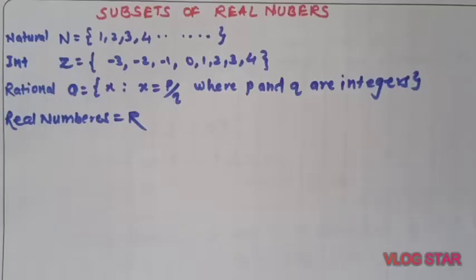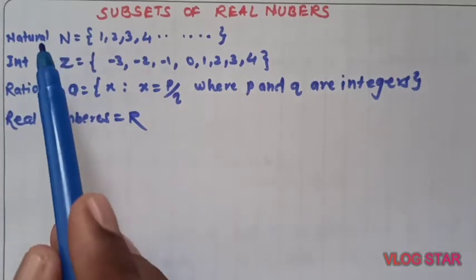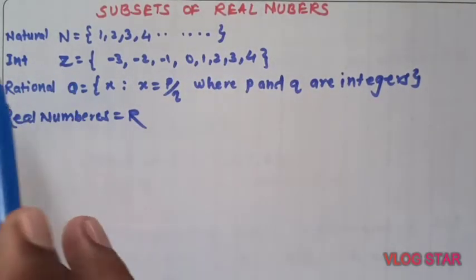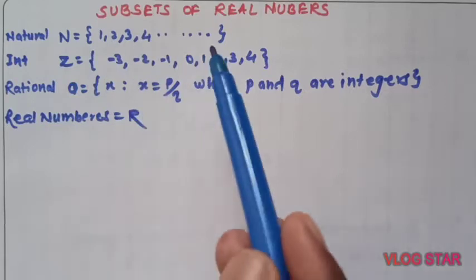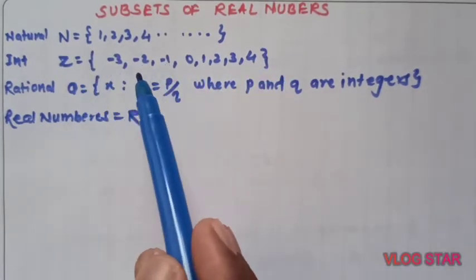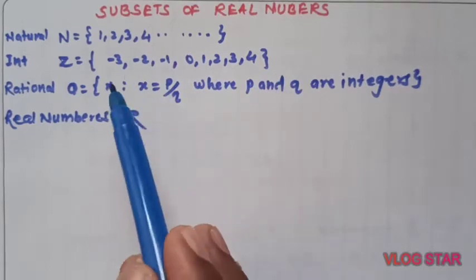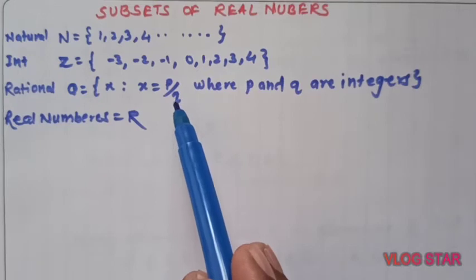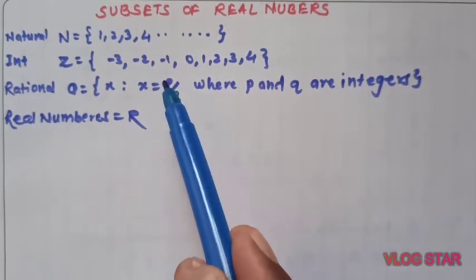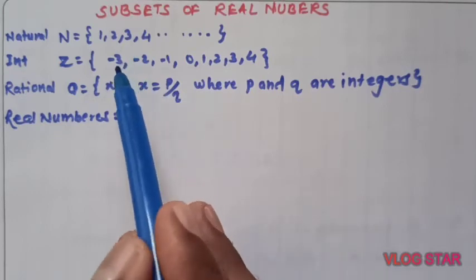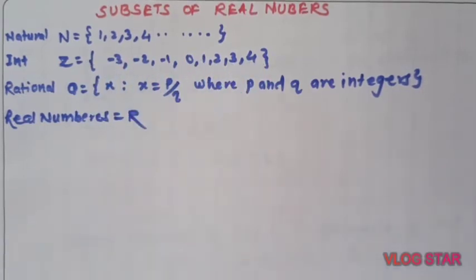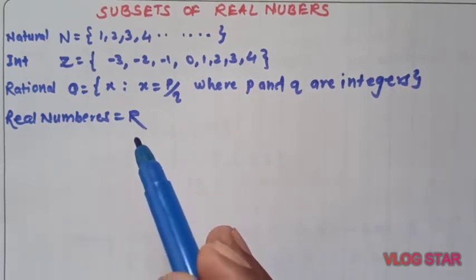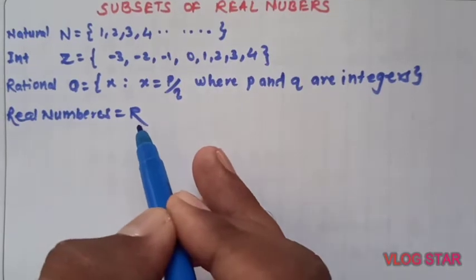Look at here. I have a set N which contains 1, 2, 3, 4, which are the natural numbers. Second, the set of integers. What does an integer contain? Positive numbers and negative numbers together. Rational numbers are numbers in the form of p by q, where p and q are integers, means any number which has a numerator and denominator, where numerator and denominator both are integers. Set of real numbers: all the real numbers, rational as well as irrational together, are called real numbers.